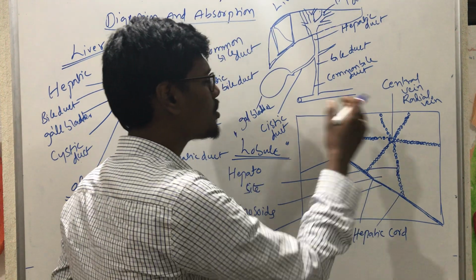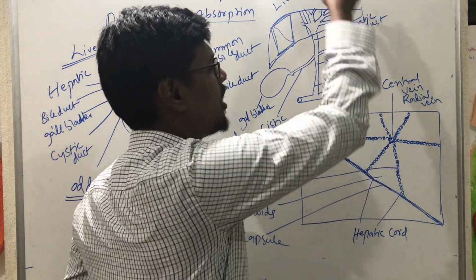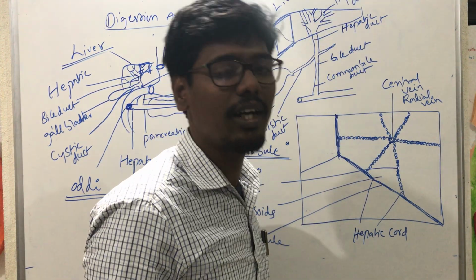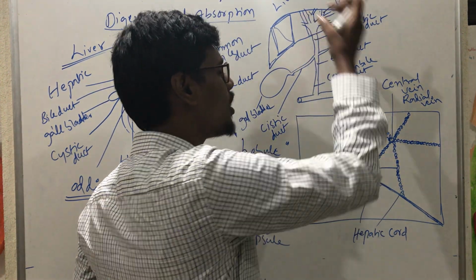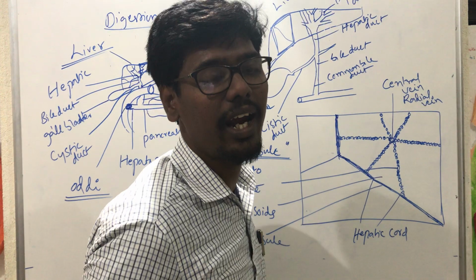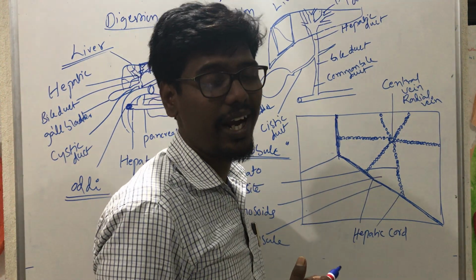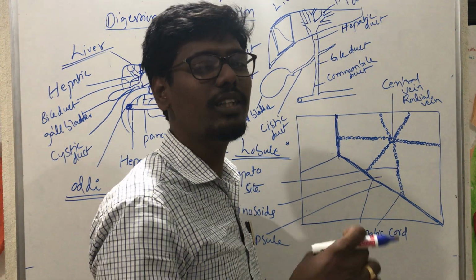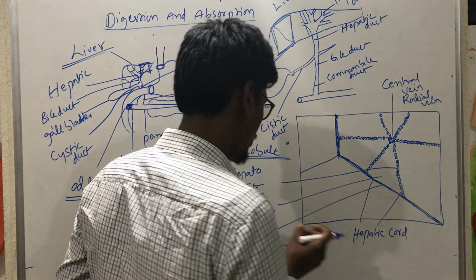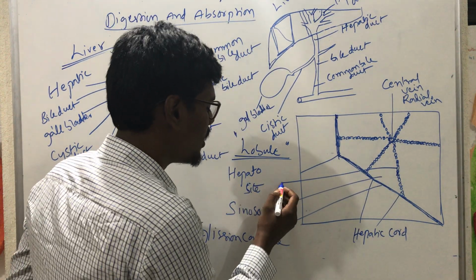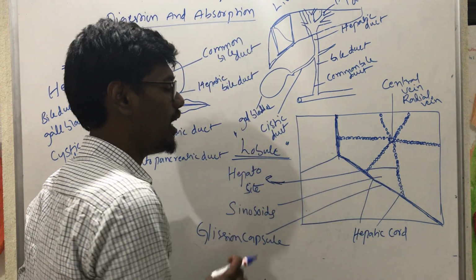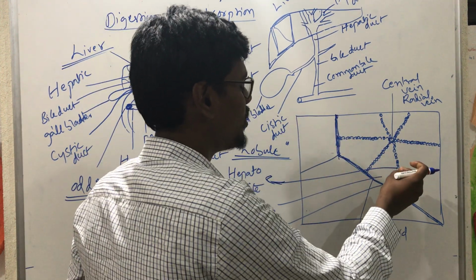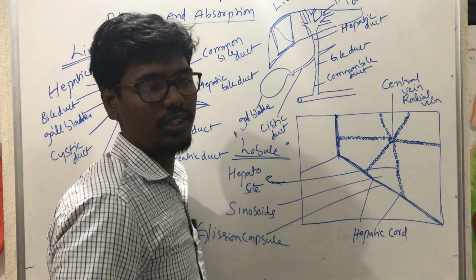The many lobules are connected to the hepatic ductules. The hepatic ductules collect the bile juice. Who releases the bile juice? The hepatocytes. This is called a hepatocyte. These cells are called hepatocytes, and these hepatocytes release bile juice.